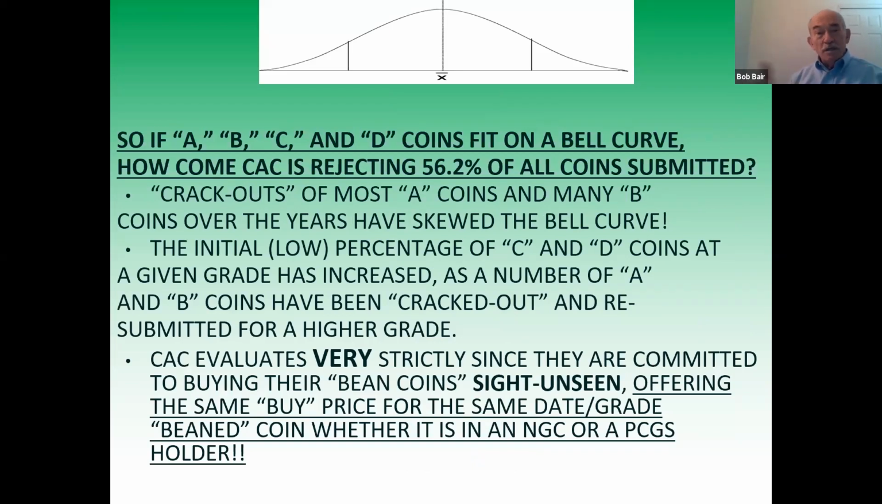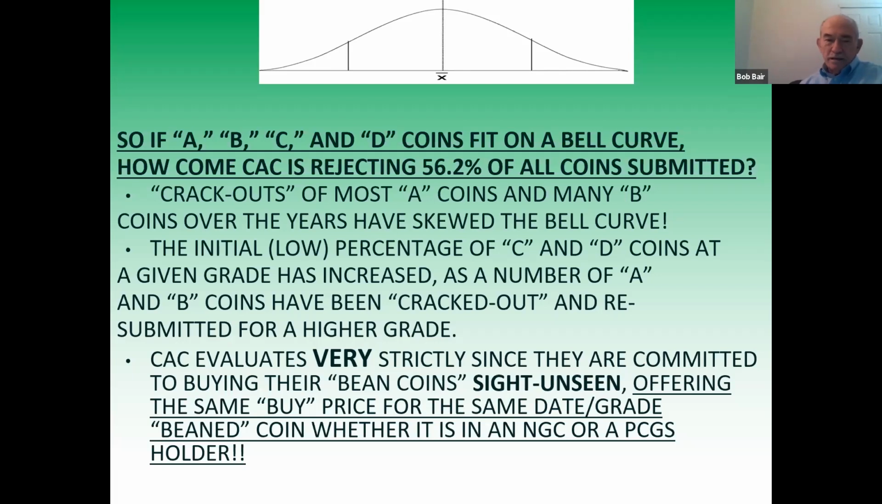Okay, so all right, if there are A, B, C, and D coins and they fit on a bell curve, the way that many things do, human population, whatever, how come they're rejecting 56.2% of all the coins that come to them? Well, one reason, lots of crackouts. Since PCGS started in 1986 and NGC in 87, crackouts have skewed the bell curve because many A and B coins have been cracked out and moved up to the next grade where they're C or D coins. But because they're in a holder with a higher number, they bring more money. So the initially low percentage of C and D coins at a given grade, like MS 65, has increased because the numbers of A and Bs has been reduced. They've gone up the ladder trying for another point.